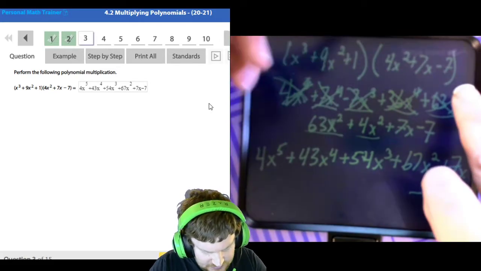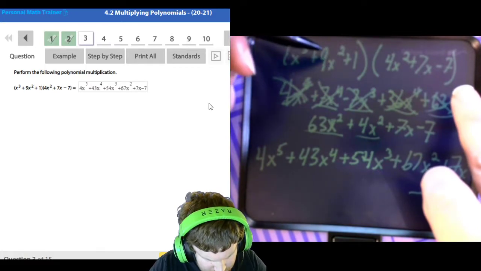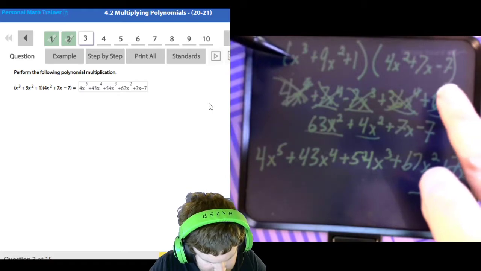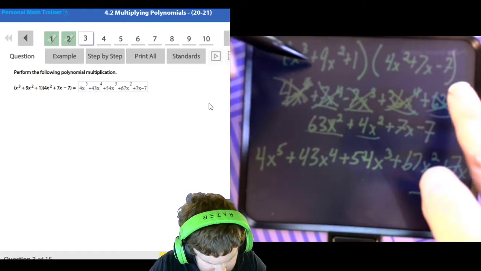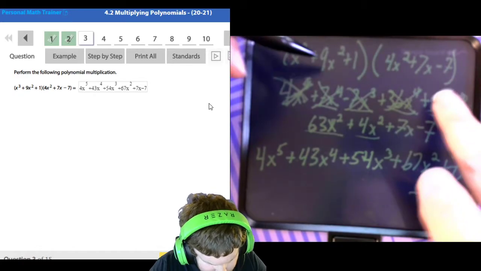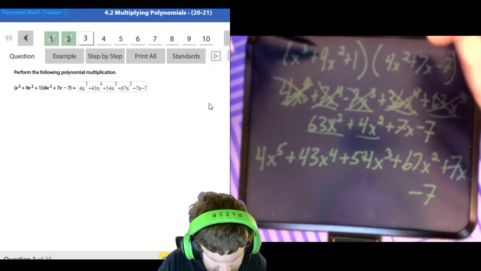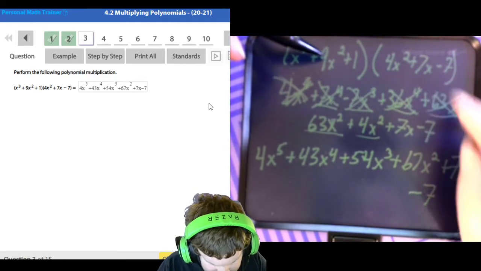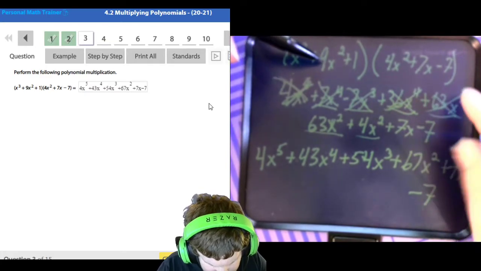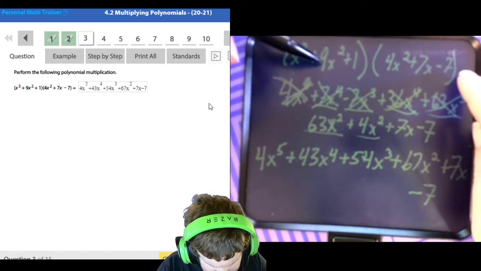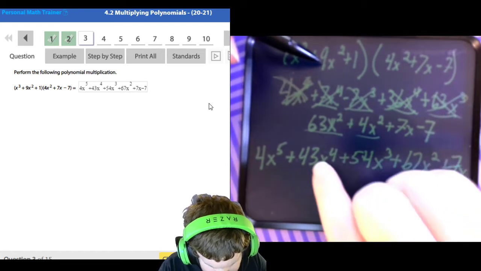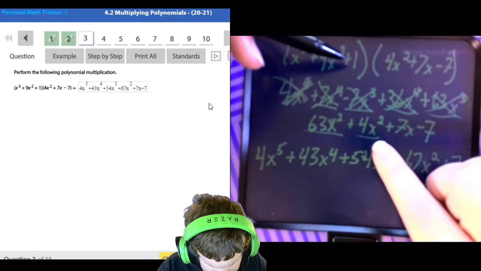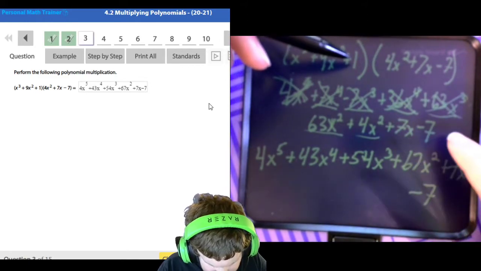That's not a 1, that's a 7. 7x cubed, there it is. Okay, and then 9 times 4x squared is 36x to the fourth, times 7 is 63x cubed, and then 7 times 9 is 63x squared, and then 4x squared, 7x minus 7.